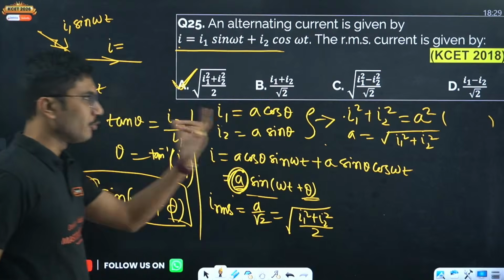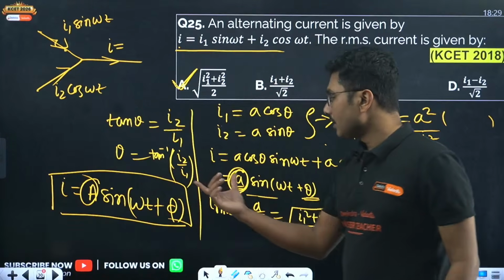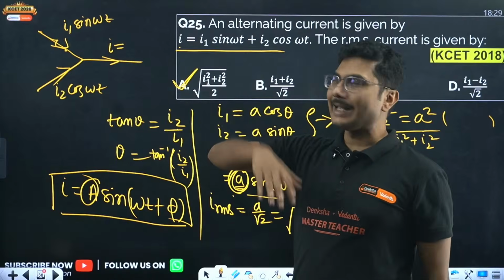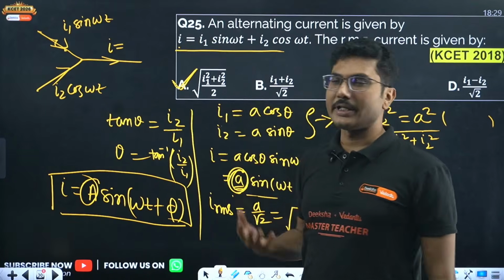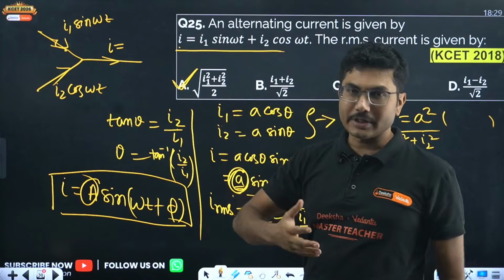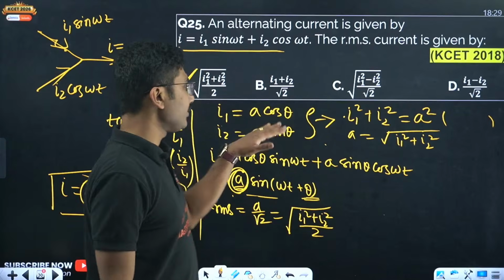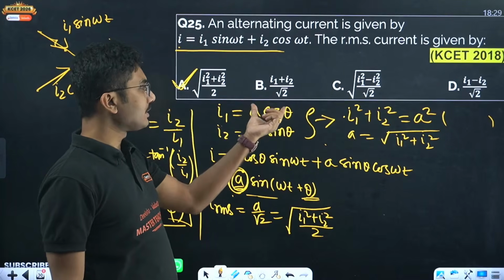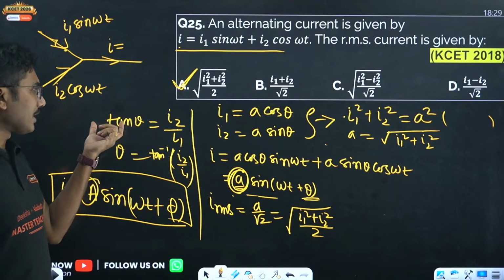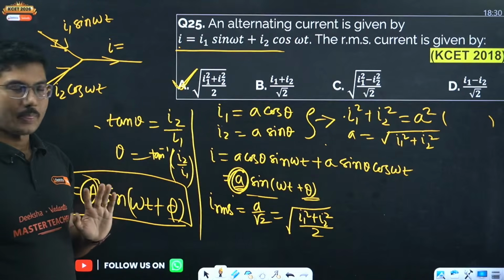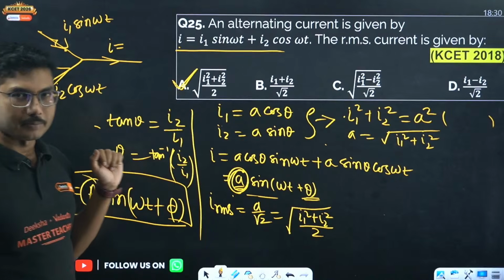Now in bonus, I told you about the phase. Bonus means in case a similar question is asked where they ask you what is the phase relation, for that you need to divide these two terms, sin theta by cos theta, so that on your left hand side A cancels, you get tan theta equals I2 by I1. So this is a bonus part.